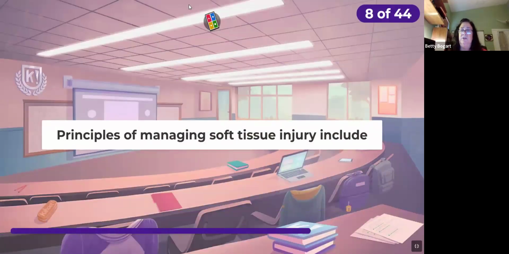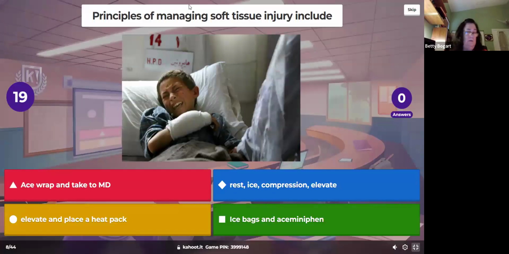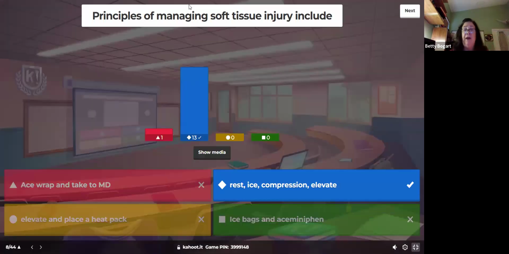Principles of managing soft tissue injury include, it's called RICE: rest, ice, compress, and elevate. Yes.